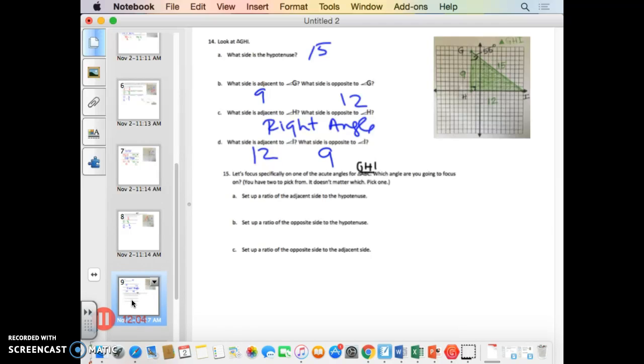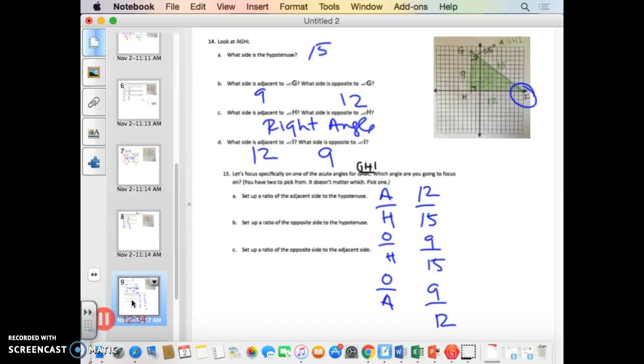And if I'm going to set up my ratios of A over H, O over H, and O over A, let's say I'll look from I this time. So that would be 9 over 15. This would be 12 over 15. This would be 9 over 15. And this would be 9 over 12.